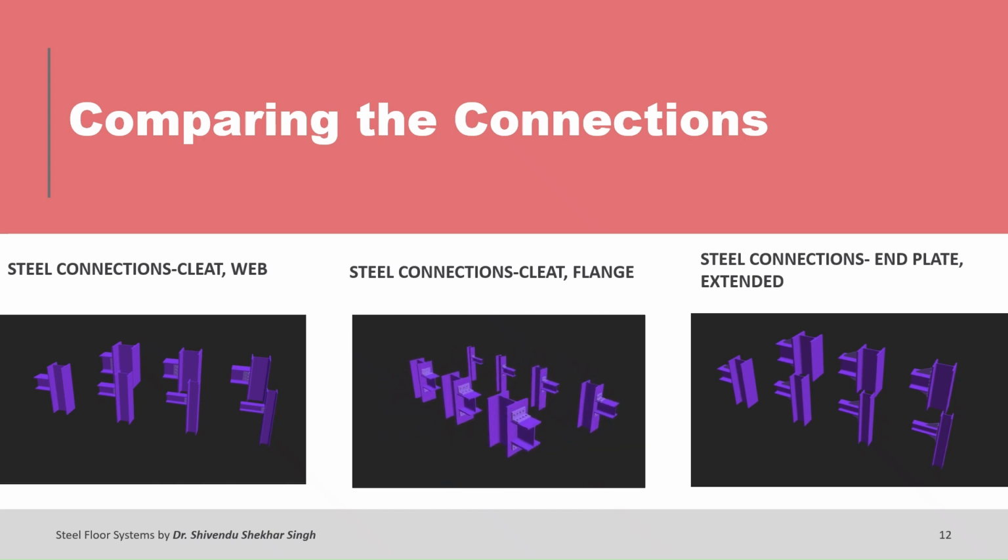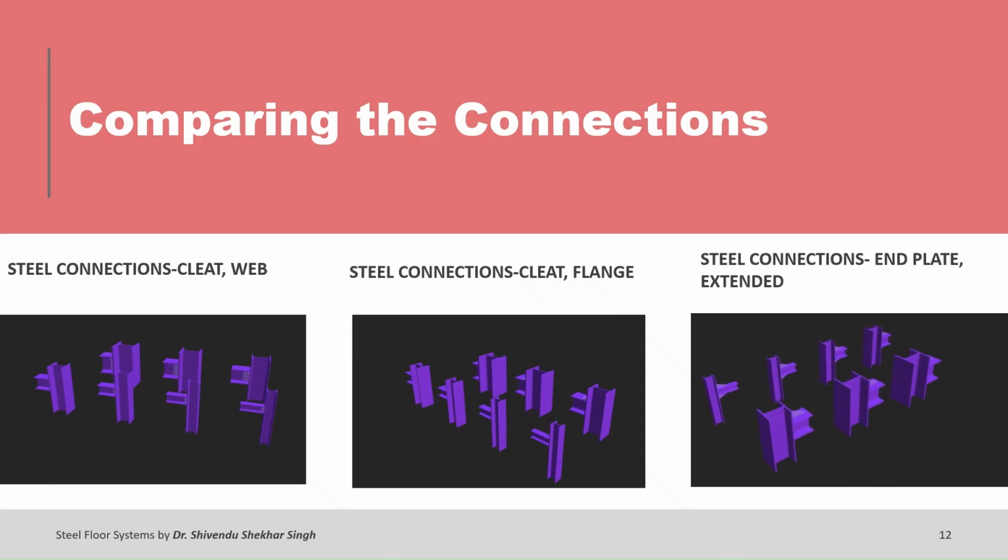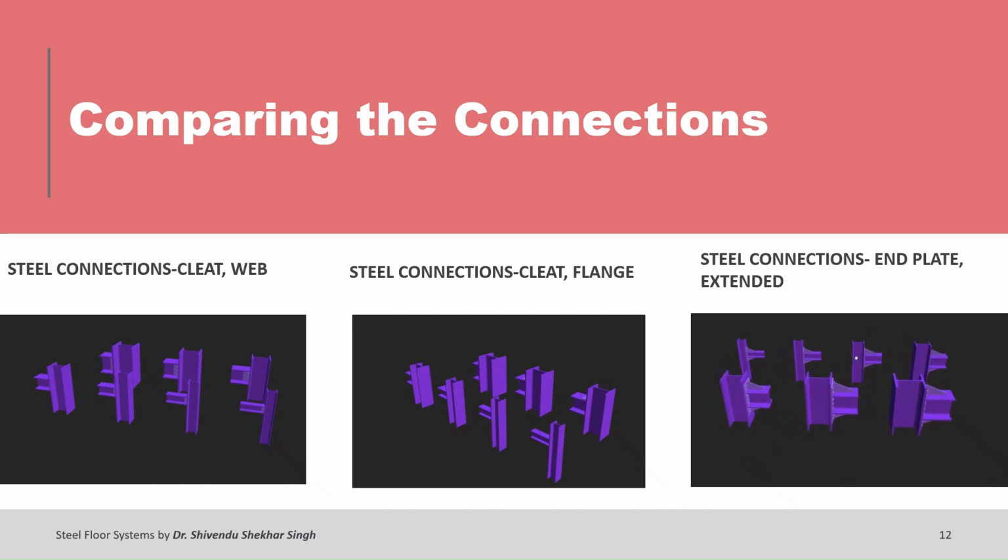Where the connection needs to withstand significant lateral forces, extended end plates are highly effective in creating a robust moment connection, making them suitable for critical load-bearing points in the structure. The choice between these connection types depends significantly on the specific requirements of the steel flow system, such as the expected loads, the need for moment resistance, and the overall design objectives.